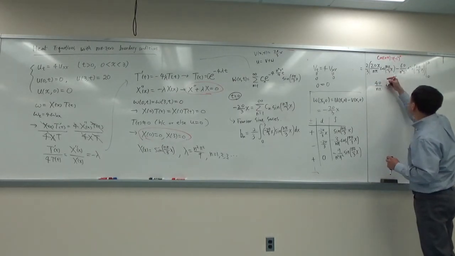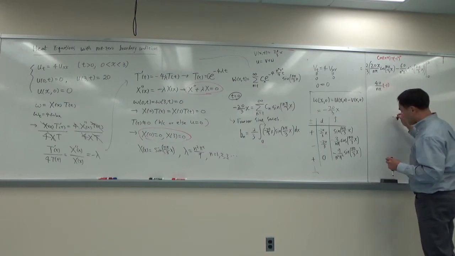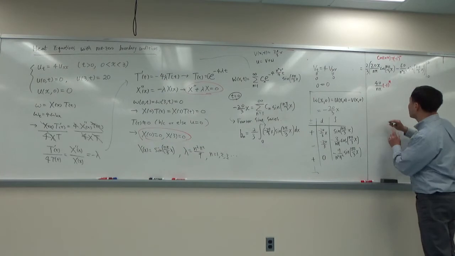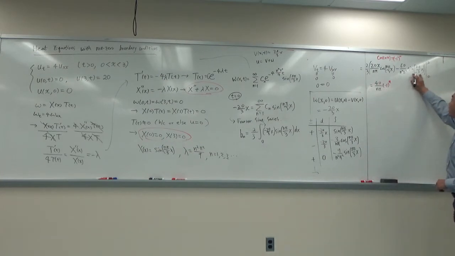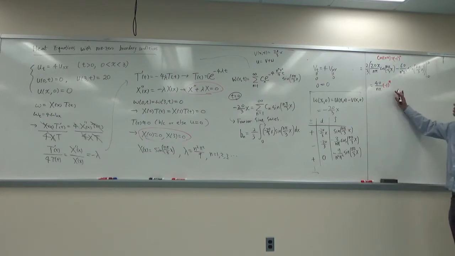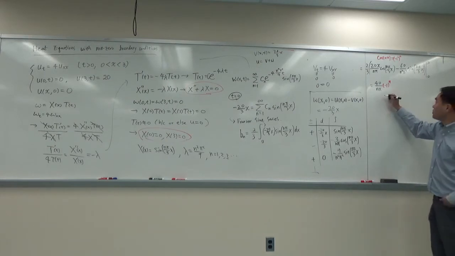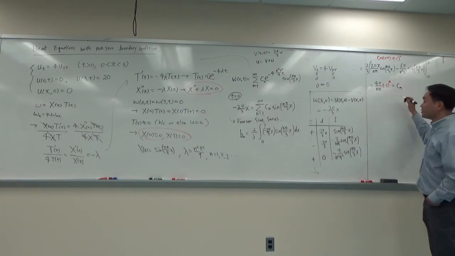Okay, so this is going to turn into negative 1 to the nth power. And sine n pi is 0, so that goes away. And when you plug in 0, both of them give you 0, so that's the only thing that you end up with. So you get 40 over n pi, negative 1 to the nth power. And that's your Bn, which is equal to Cn. So you end up with this value for Cn.